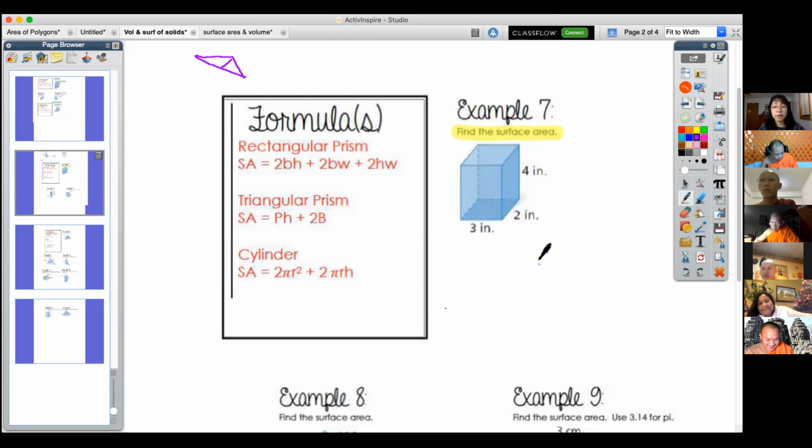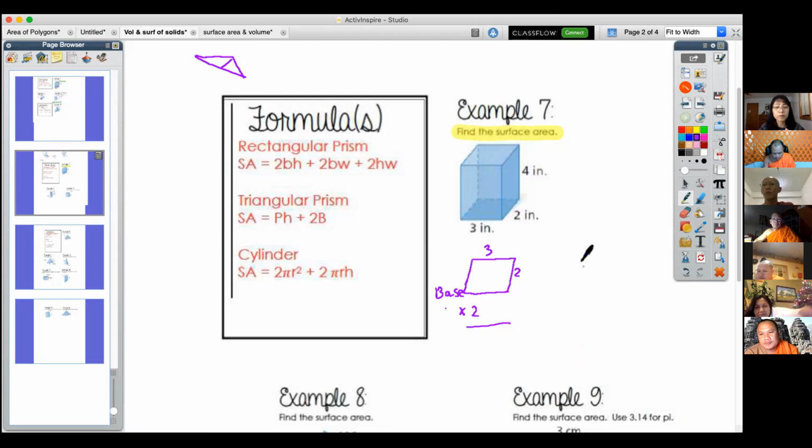But if you look at the formula, it's confusing. See, this is what you do. You draw it out. You draw out your base. Your base is what? 3 by 2. And how many bases do you have? 2, top and bottom. So you find the area of this one and multiply by 2 because you have 2 bases, top and bottom.